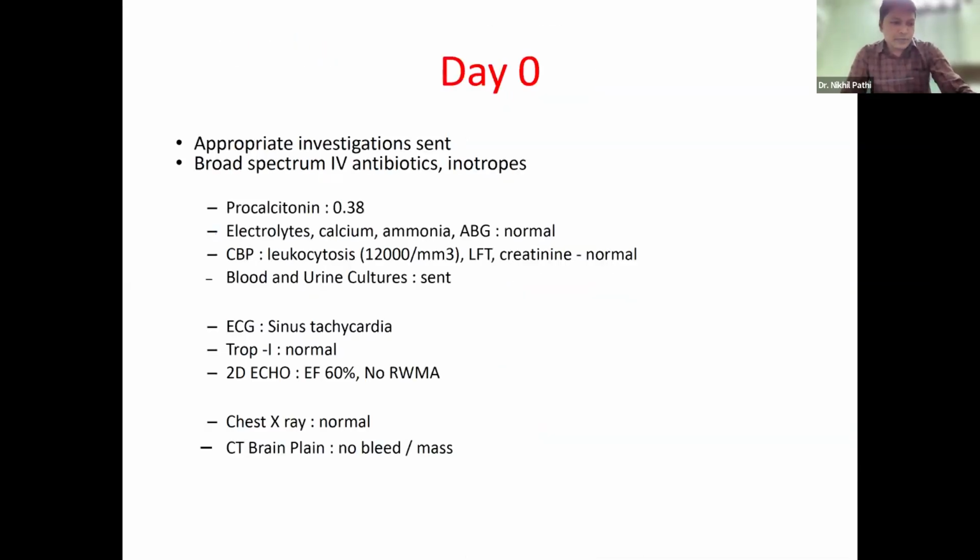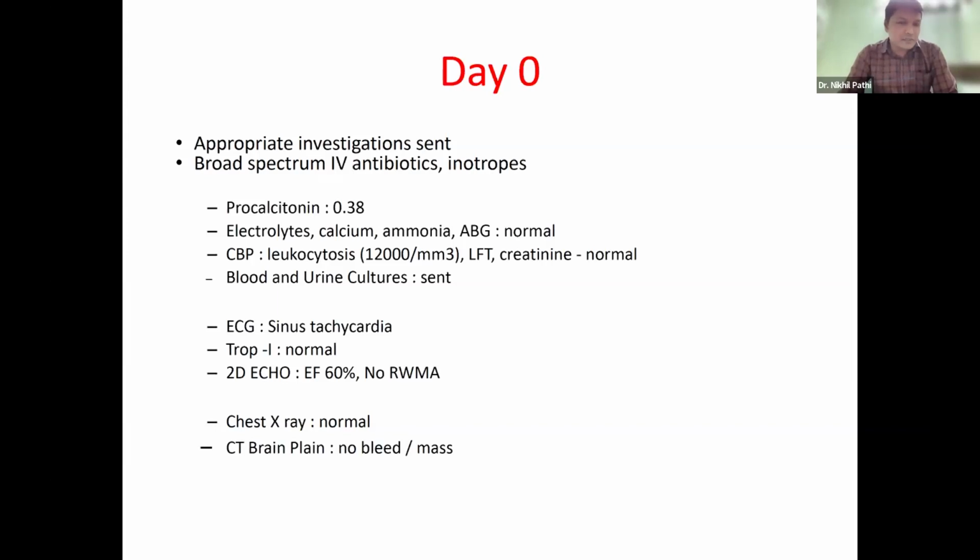Right. So what happened to our patient is that she was admitted and the necessary investigations were sent. She was started on broad spectrum IV antibiotics, and after a fluid challenge, she was initiated on inotropes. The basic blood work has come. Serum procalcitonin was slightly elevated. The electrolytes, calcium, ammonia, and ABG were decently okay. There was leukocytosis, while the liver function and renal function tests were normal. We have repeated blood and urine cultures. Since there was documented stress cardiomyopathy, the cardiac evaluation in the form of ECG, troponin, and 2D echo was fairly okay.